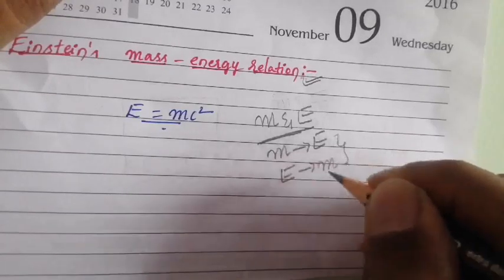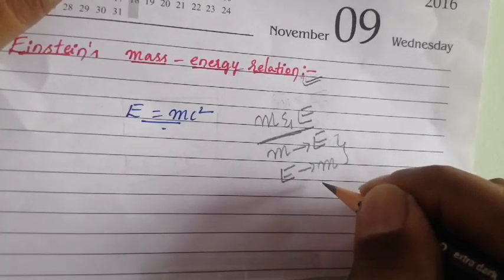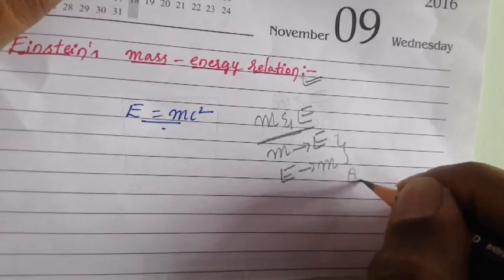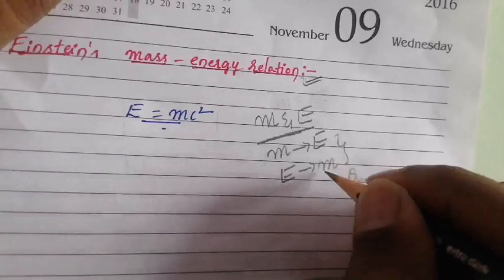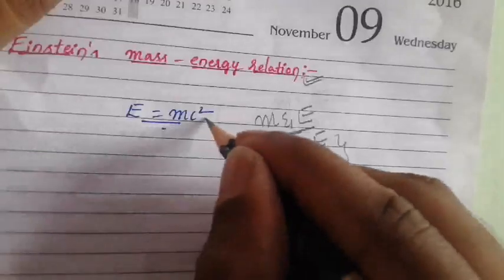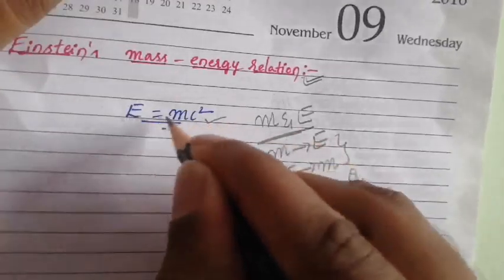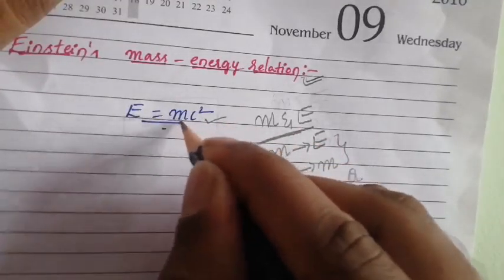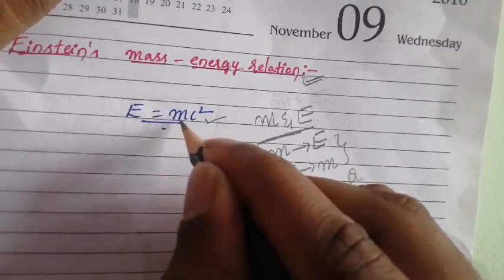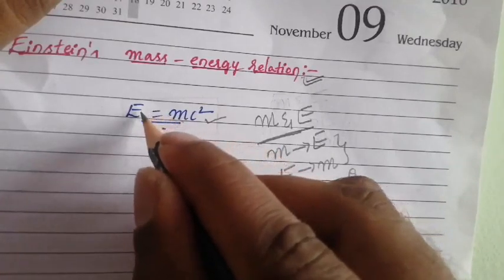In these two processes, huge amount of heat energy is released. So this is called Einstein mass energy relations. So energy and mass are related with each other. Energy can be converted into mass. Mass can be converted into energy.